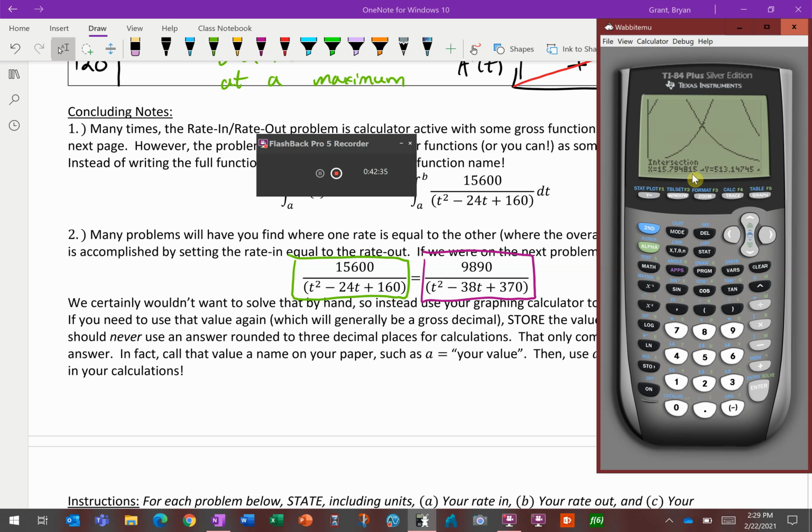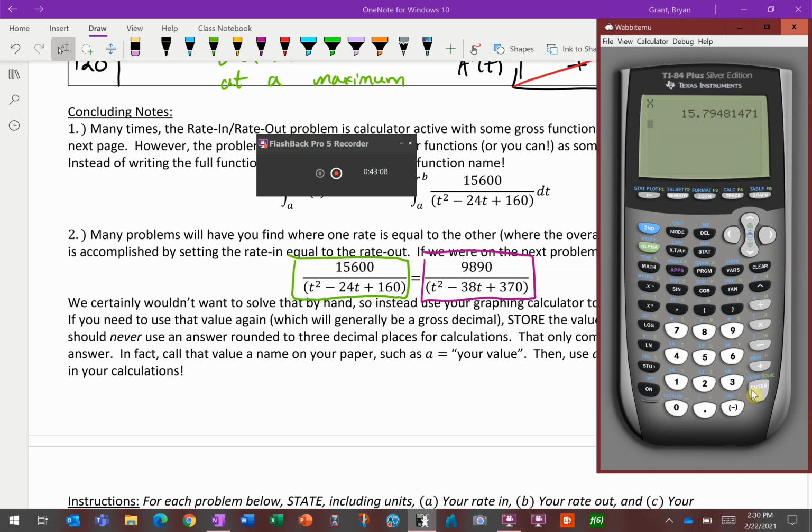Now, this one is a little different than the Inspire. On the Inspire, you had to actually highlight this point and store it. On the 84, this value right here is automatically stored for you. Where is it stored? Well, it's telling you it's stored as x, the same way the y is stored as y. So if I quit and go back to the home screen and type in x right here, it's going to be that same intersection point, which is pretty cool. Except as soon as you do another calculation, it's going to erase that stored value.